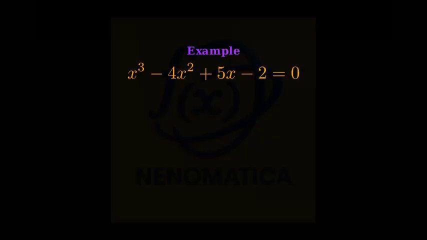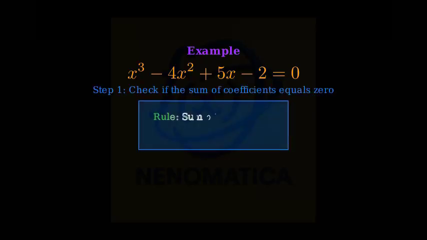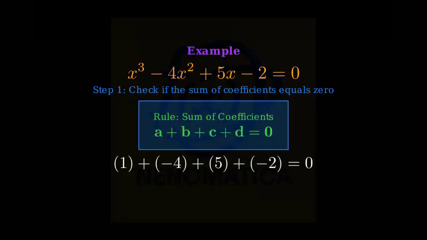Let's look at the equation we need to solve. Our example problem is the cubic equation x cubed minus 4x squared plus 5x minus 2 equals 0. According to the approach shown in our method, let's first check if the sum of the coefficients equals 0. We have 1 plus negative 4 plus 5 plus negative 2. That equals 0. This means we can use a special factorization method.